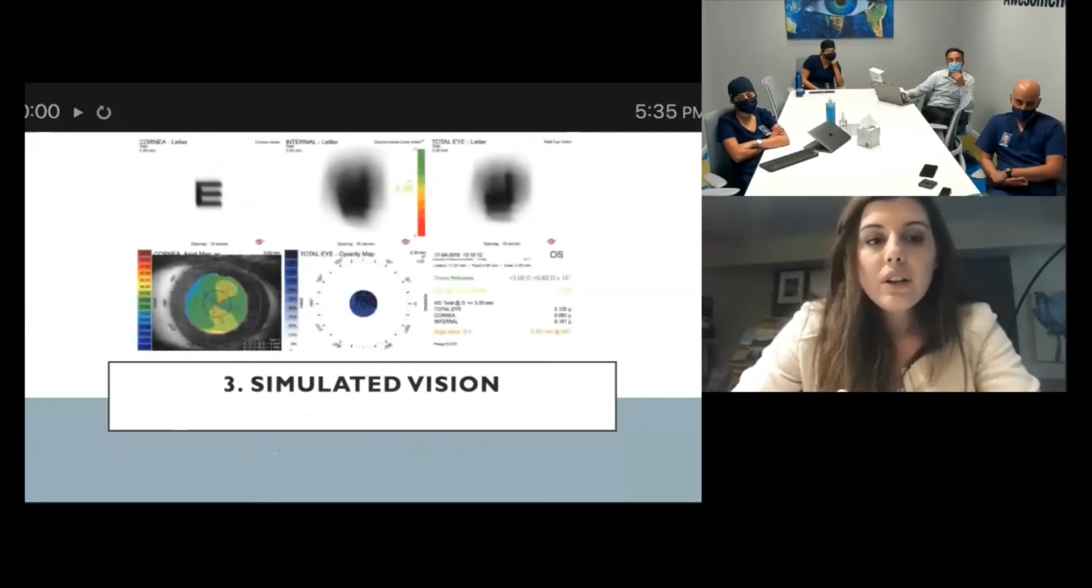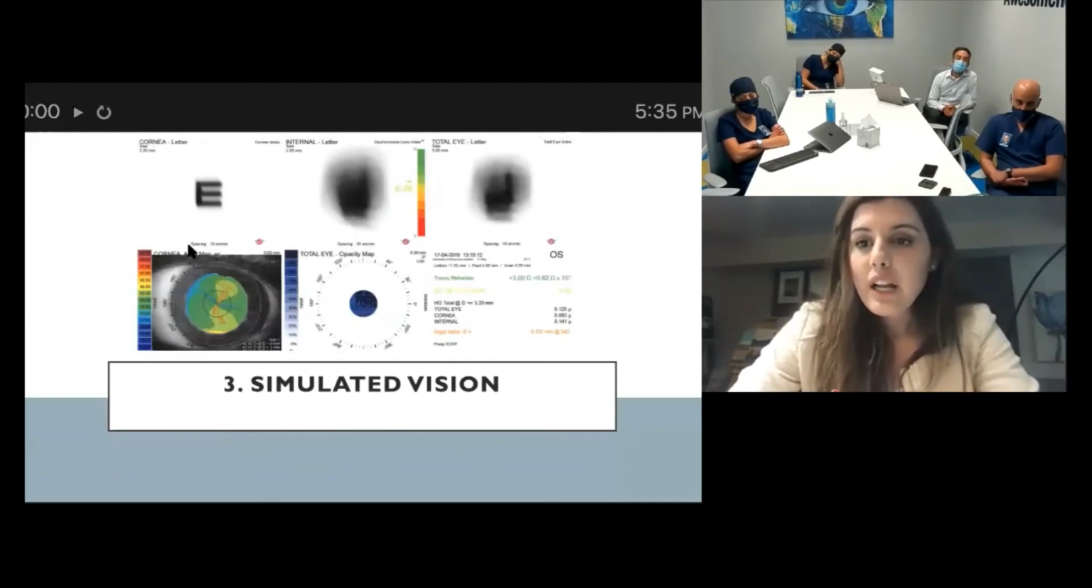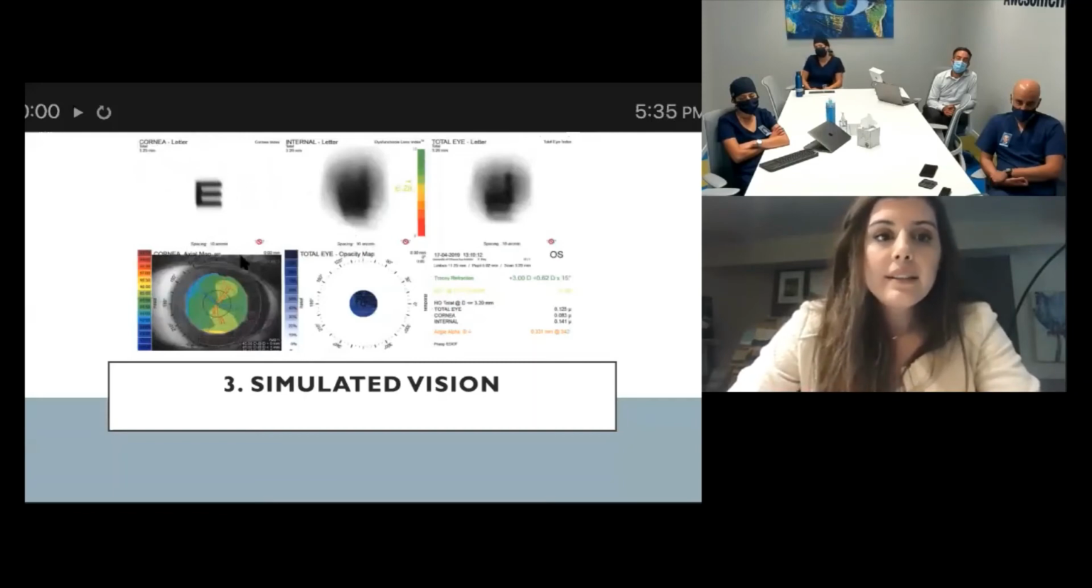Eye trace also allows you to simulate the vision, and that is quite interesting because one, you can show it to the patient, and two, you can tell exactly what you're going to end up with as a vision after the surgery. Okay, because you can see that this is the internal profile that is really bad, but the surface looks pretty okay. And it gives you also an axial map, so you can see the Placido images on the surface.